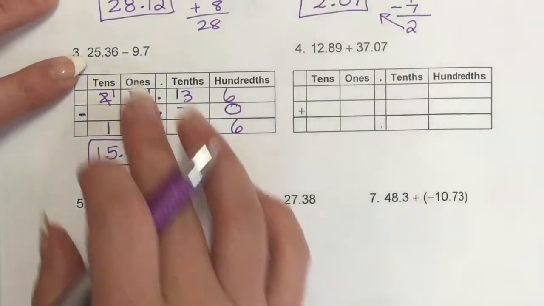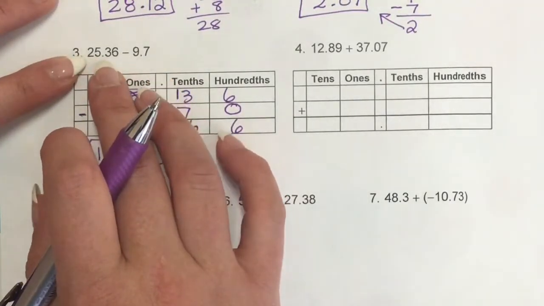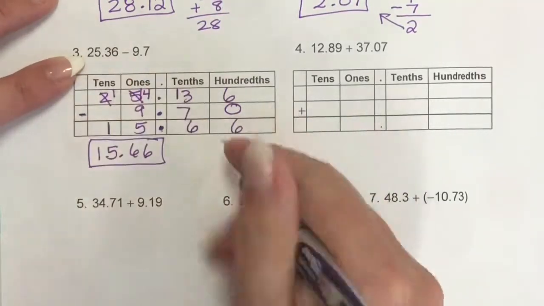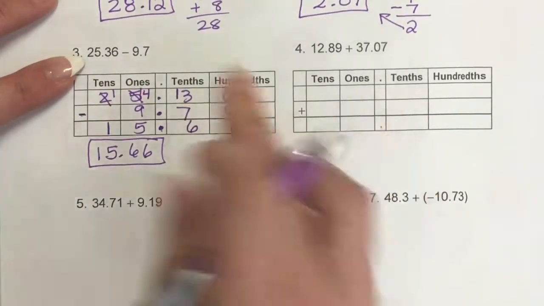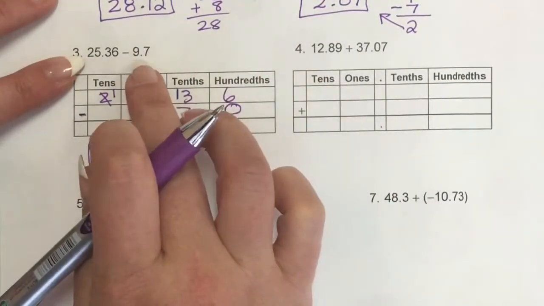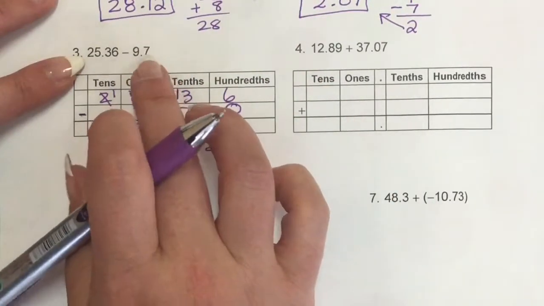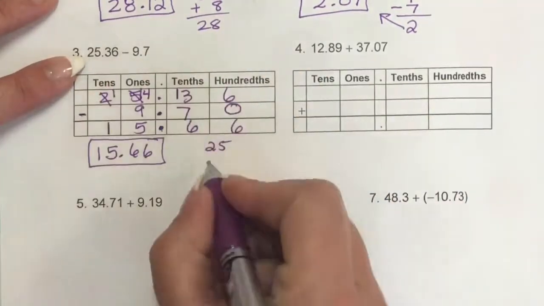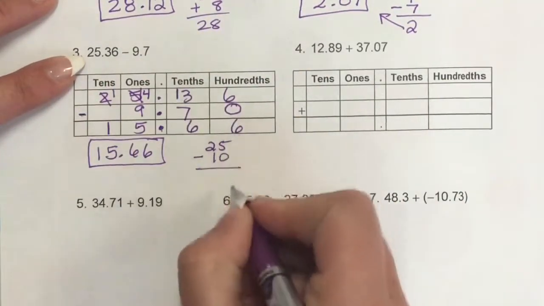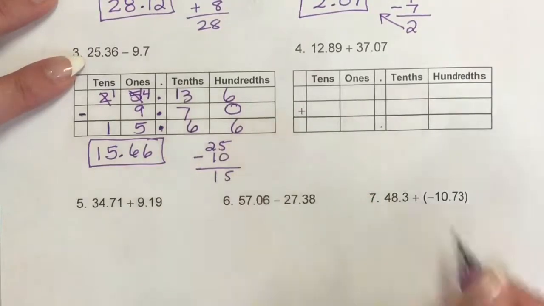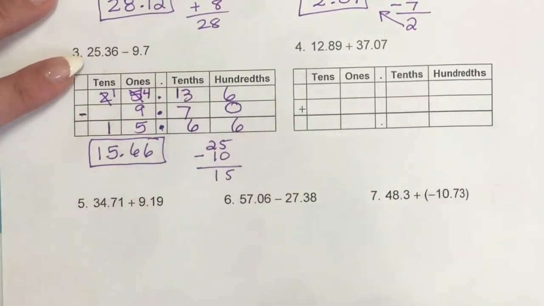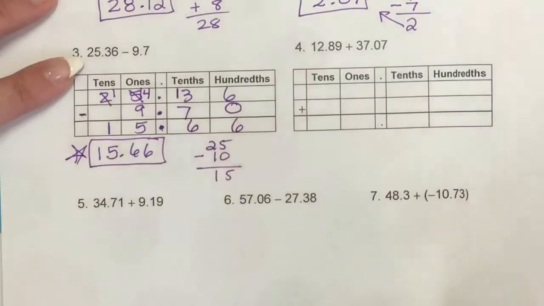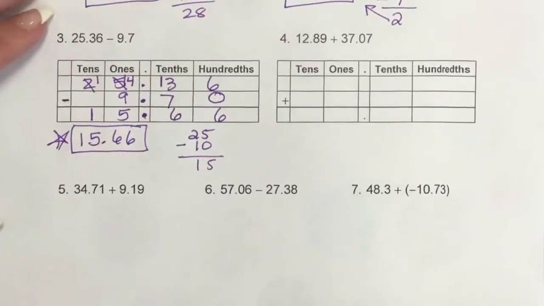So 25, we're going to round it to the nearest 1, which means we look here at this 0.3, and it's not a 5 or bigger, so that stays as 25. And then 9.7, we're rounding it to the nearest 1. That 7 is 5 or bigger, so it's going to round that 9 up to 10. So we're going to subtract 10. And 25 minus 10 is 15. And so that's really, really close to 15.66. So we know that our answer is correct.